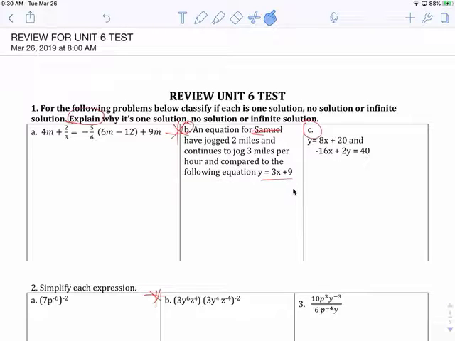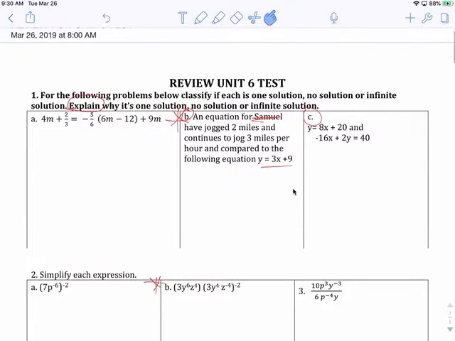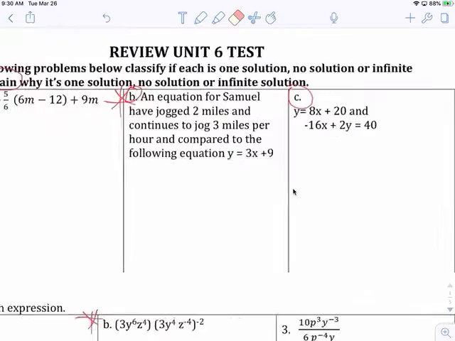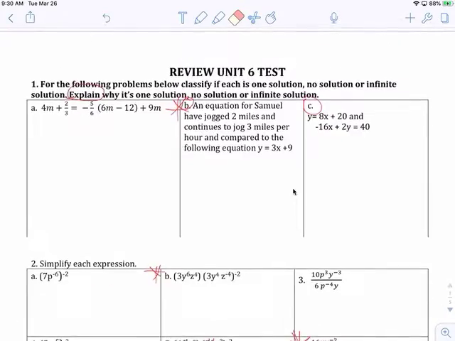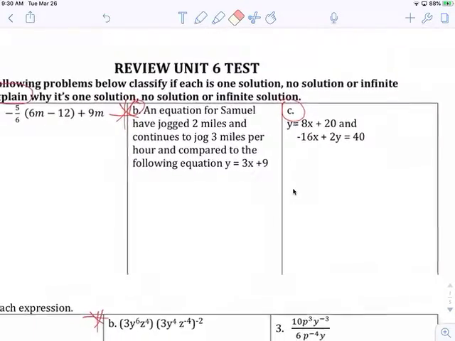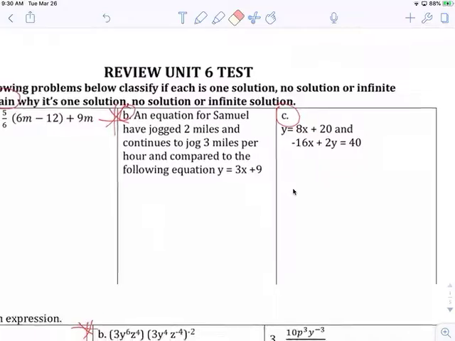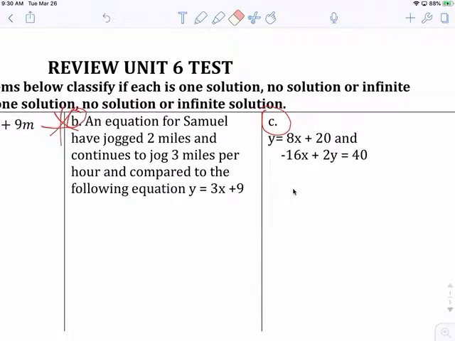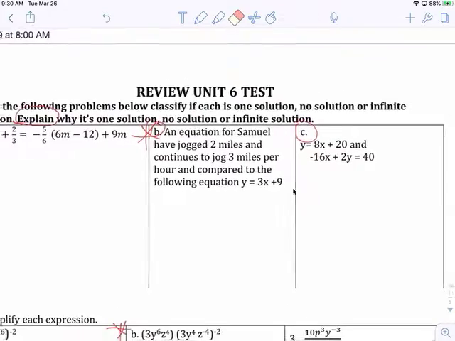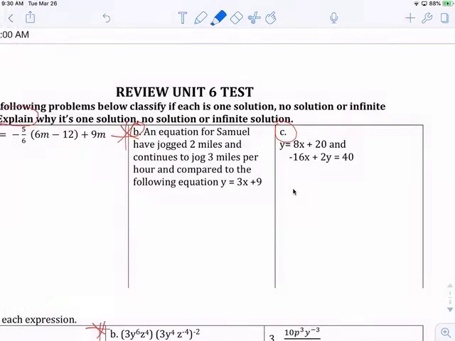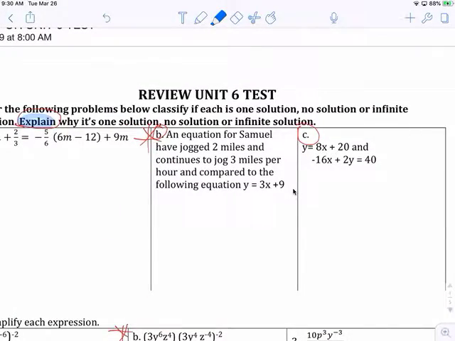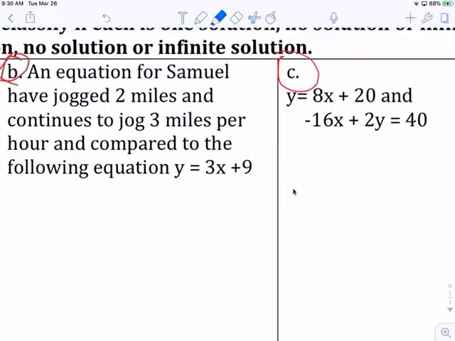Okay, this is what's going to be on the test tomorrow. I'm going to go over the ones we starred in class together. Okay, B, this will be on your test, guys. For the following problems, classify each as one solution, no solution, or infinite solutions. Explain why each one is the way it is as it relates to the problem situation.